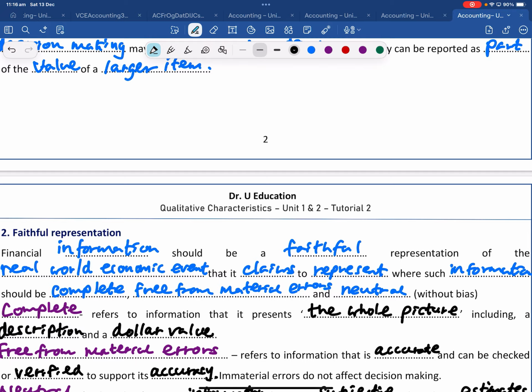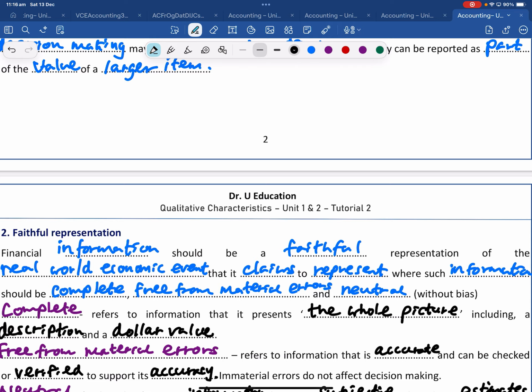Why? We go to the shop and purchase a computer. So money decreases and our computers will increase. That's the reality, what has happened. Right. And then such information should be complete. Complete means, guys, I have given you an explanation, meaning we have reported the whole picture. Whole picture in the sense, only two things: a small description about the transaction and the dollar value.